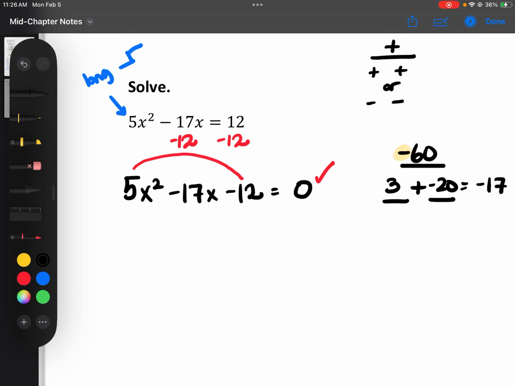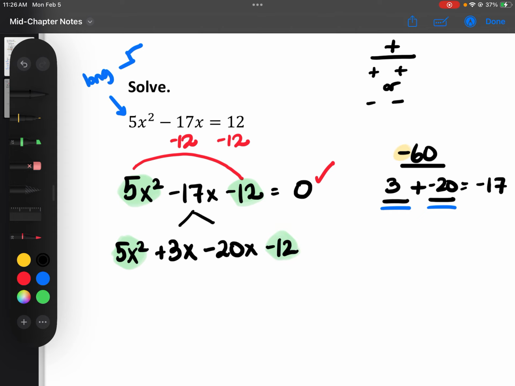Now this is the long or lightning bolt method. So I have to rewrite everything. I can't just go right to my answer. So when you rewrite it, I'm going to highlight things so you remember. You're going to rewrite that first number. It's going to stay exactly the same. So 5x squared. The middle term gets split up, and you split it up based on these numbers over here, the 3 and the negative 20. So I'm going to put plus 3x, I put an x on it, and a minus 20x. And then your last term, the negative 12, also just comes straight down. So the only thing you're changing is the middle number.